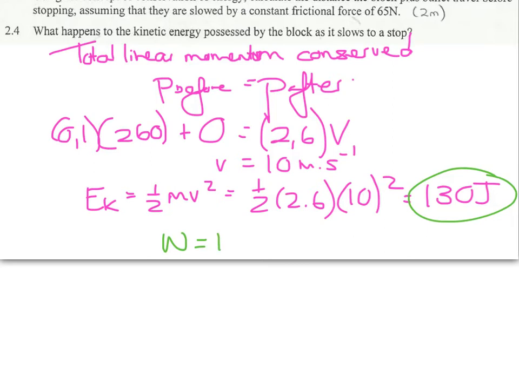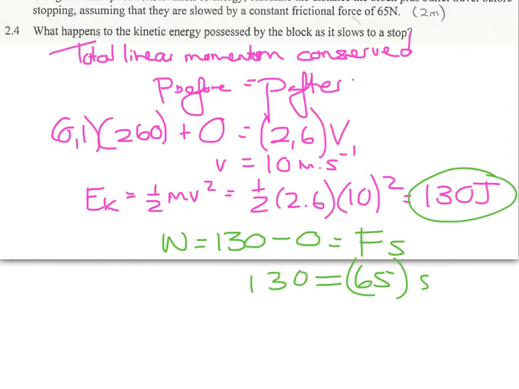So in other words, I'm going to say that the work done is 130 minus 0, and that is going to be equal to the force exerted times the distance. And the force exerted is 65 newtons, they tell me that, and therefore the distance is going to turn out to be 2 meters.